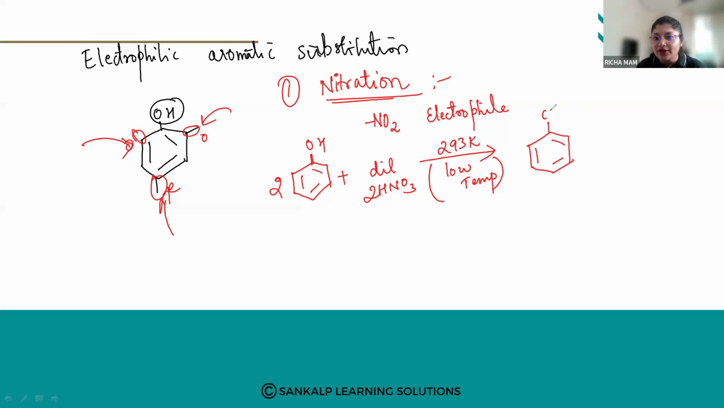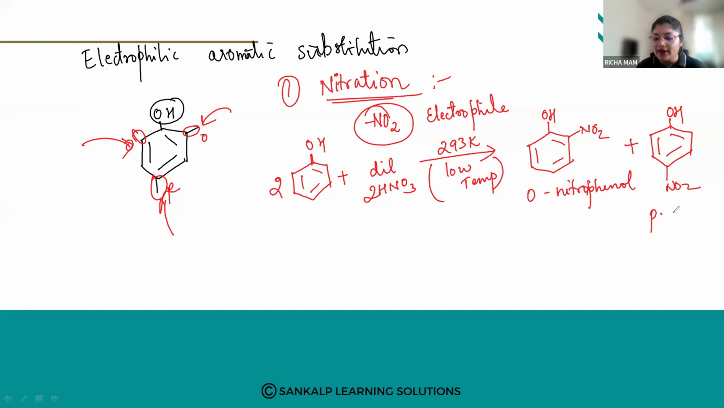The electrophile generated is the nitro group. It will attack the ortho position, or it will attack the para position. So you get orthonitrophenol or para-nitrophenol as the product, plus water. This is the nitration reaction. Phenol reacts with nitric acid at very low temperature, that is 293 Kelvin, and gives a mixture of orthonitrophenol and paranitrophenol. This is the reaction involving nitration.